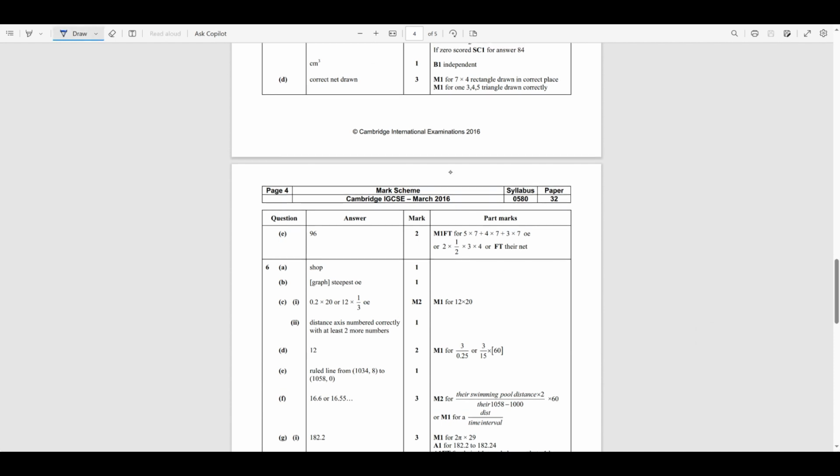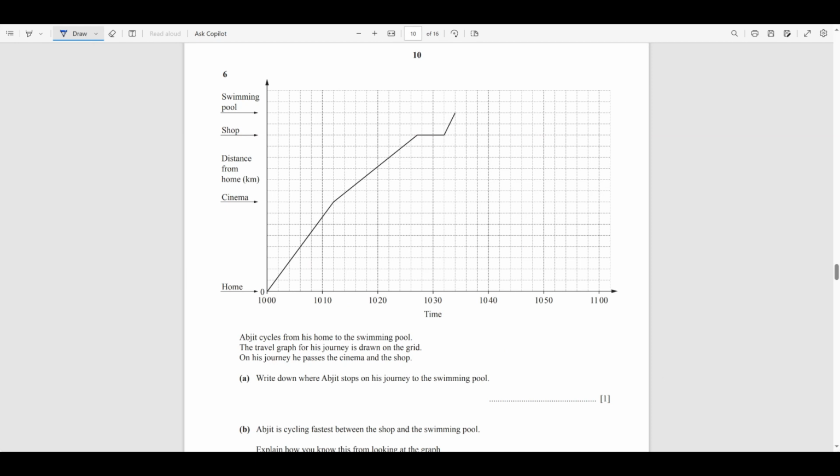Okay, so 96, right. Question number 6. Abjit cycles from his home to the swimming pool. The travel graph is here. Okay, then this is the cinema. This is the shop. And this is the swimming pool, and this is his home.